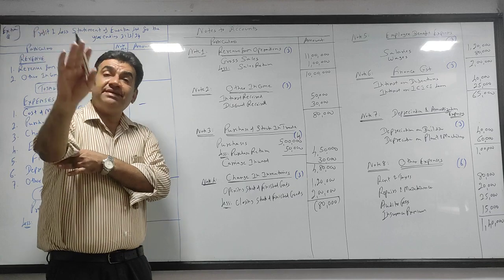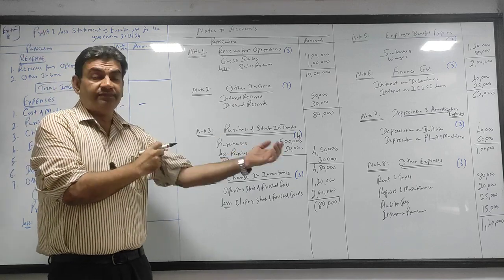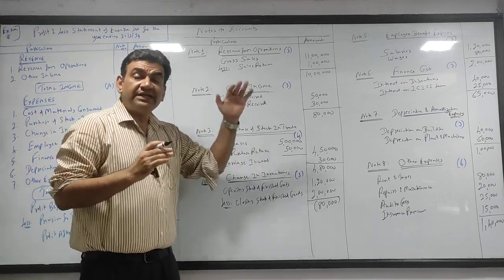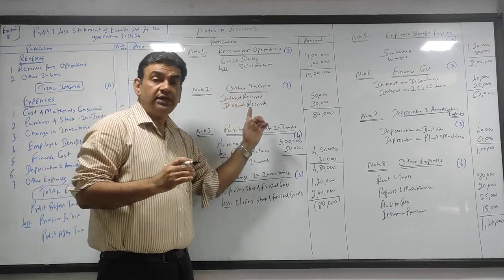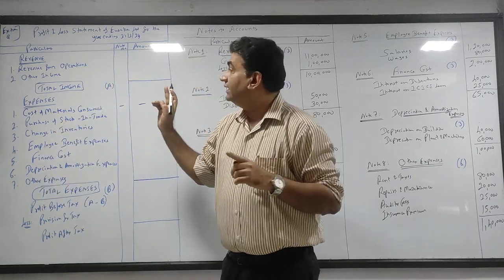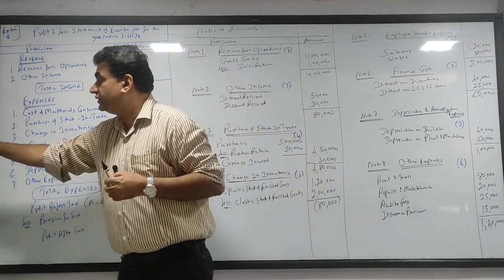Now, same thing what we did in the balance sheet sum. Now, pick up each note's total and put it under the relevant items. Okay? Chalo.